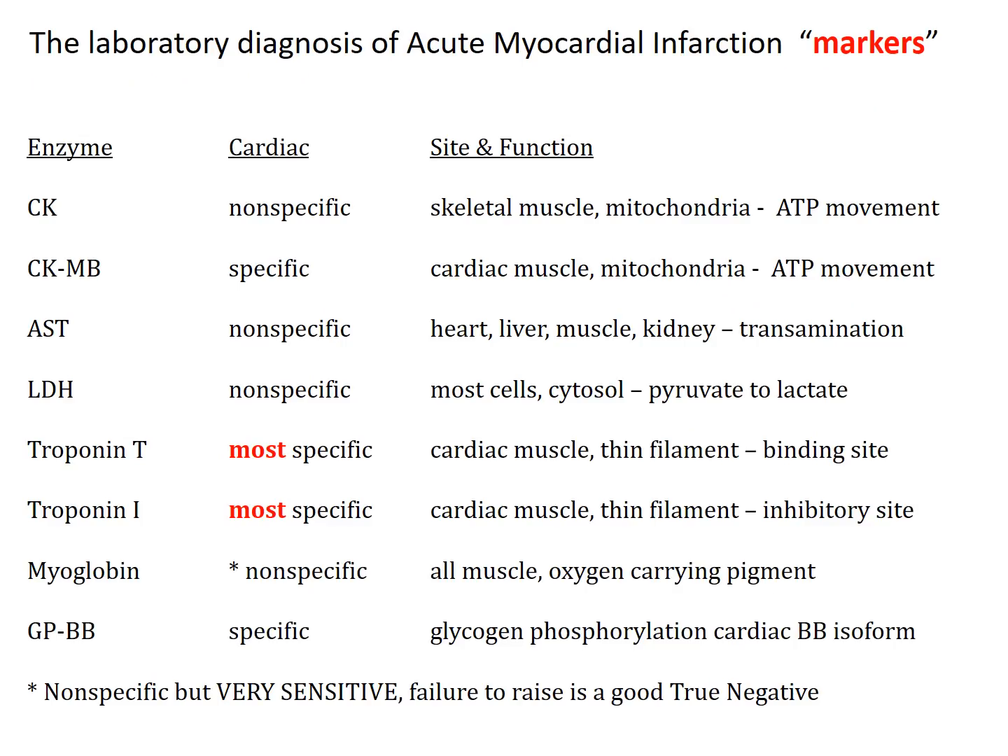So a lot of enzymes can be released when cells die, but the ones that we're looking for, those that are most specific for the cardiac muscle, are going to be our cardiac troponin enzymes. We can see that there are a lot of other things like CK and AST and LDH and glycogen phosphorylase BB. There's a number of different proteins and enzymes that can be released due to ischemic injury, but the ones we are most interested in, those which are most specific, the best markers, are going to be the assessment of the troponin levels, okay?